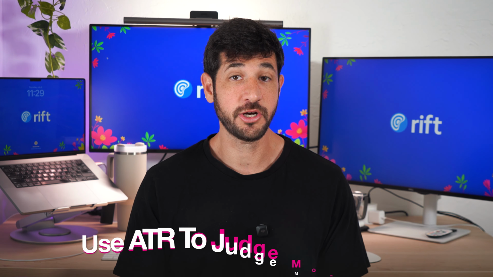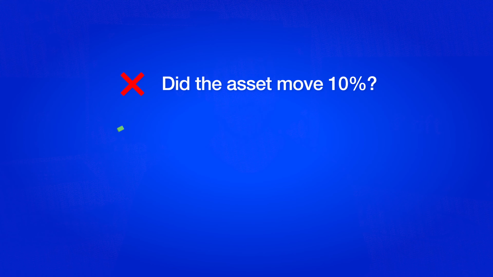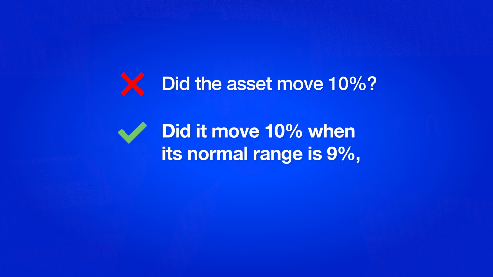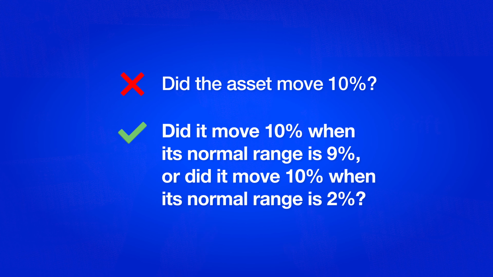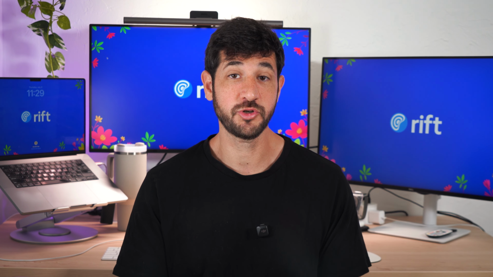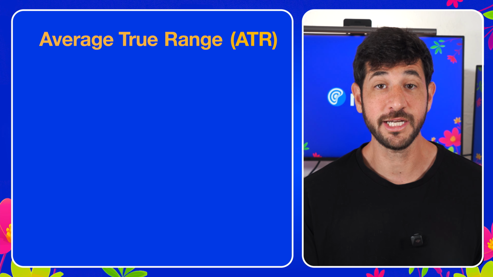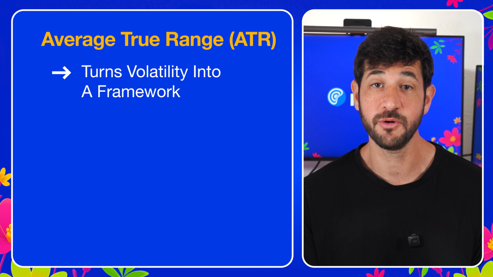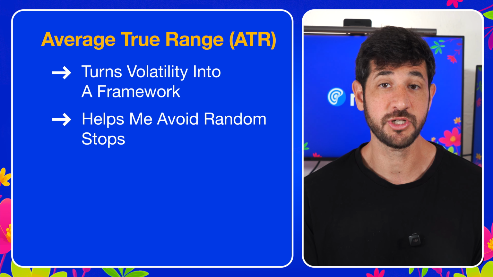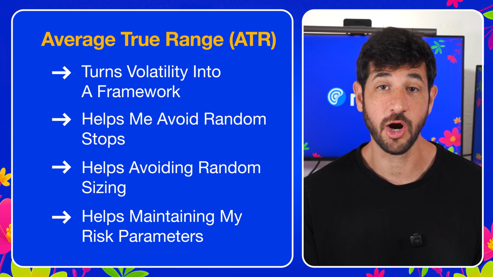I also use ATR to judge momentum. Don't just ask, did the asset move 10%? Ask, did the asset move 10% when its normal range is actually 9%? Or did it move 10% when its normal range is actually 2%? Those are very different signals, especially when you're trading pre-market and after hours and the swings tend to be a lot bigger. What I like about ATR is that it turns volatility into a framework, and it helps me avoid random stops, random sizing, and helps me maintain my risk parameters regardless of the asset.